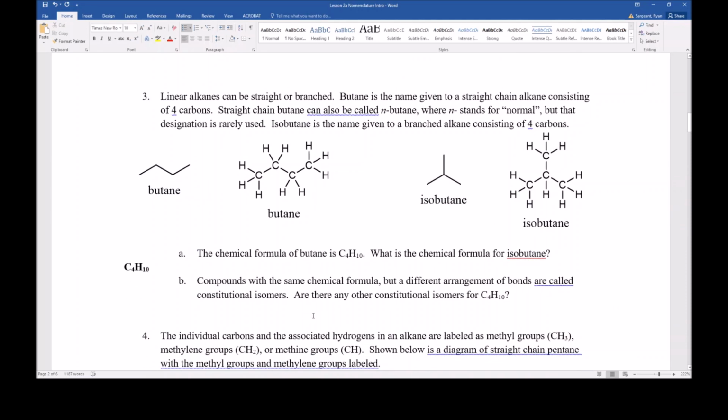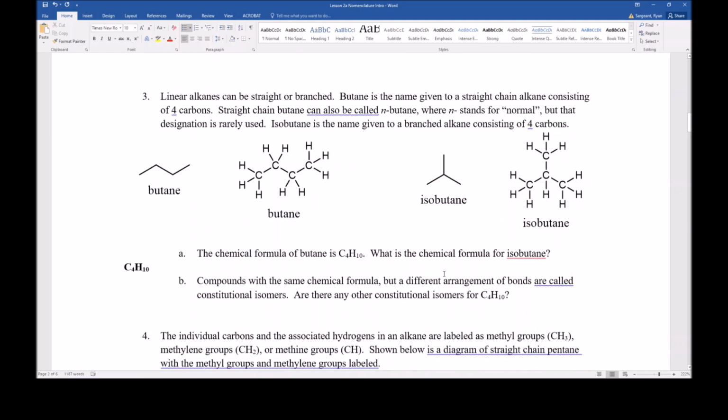So now, are there any other constitutional isomers for C4H10? In other words, can I take this carbon off right here? Can I break it off and attach it somewhere else besides that middle carbon and get a different molecule? And the short answer is no. The long answer is you could try breaking this carbon here off the end and moving it to the other end, and all you would end up doing is reproducing butane. So there's really no other way of trying to arrange 4 carbons without having any rings in the system, and these are the only 2 constitutional isomers that exist for C4H10.